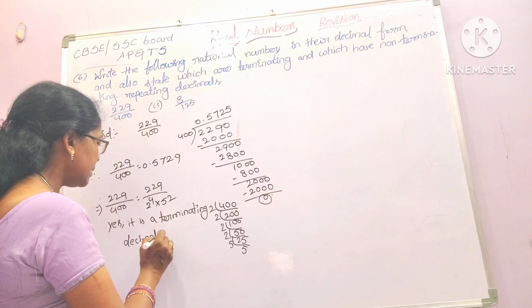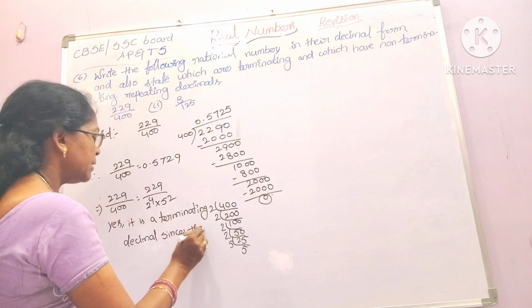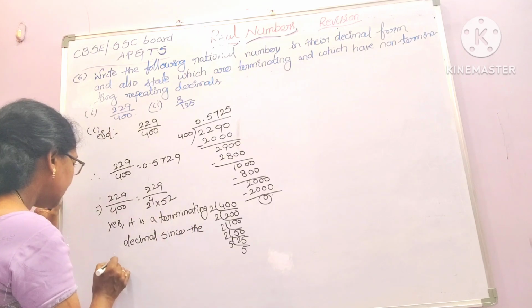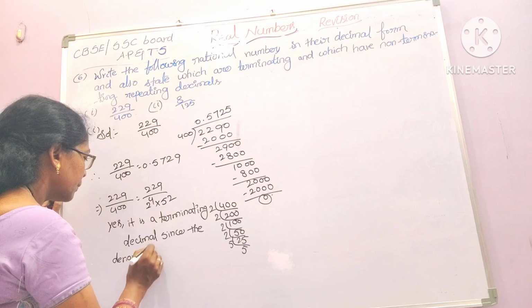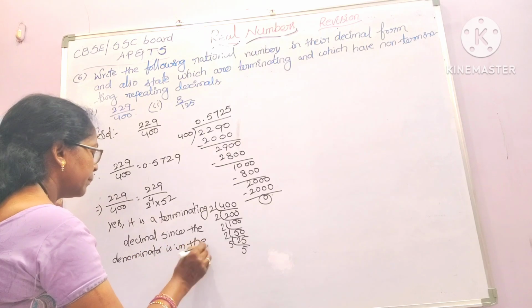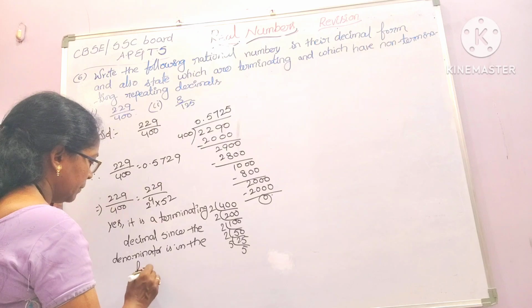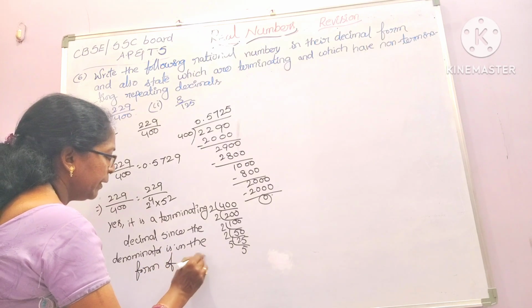Why? Because the denominator is in the form of 2 power n and 5 power m. This is the reason.